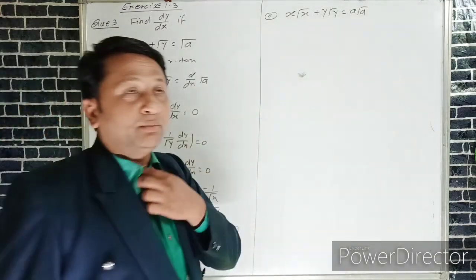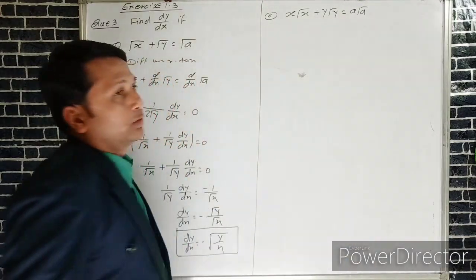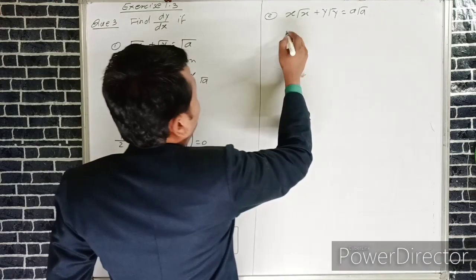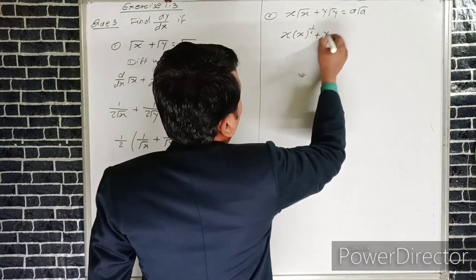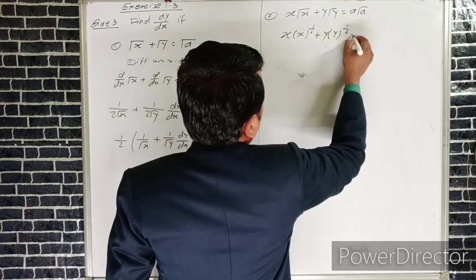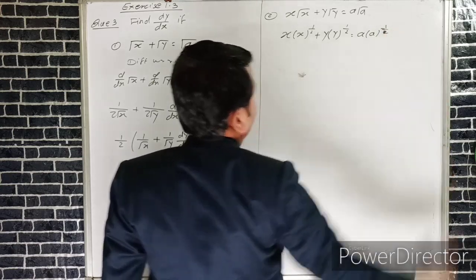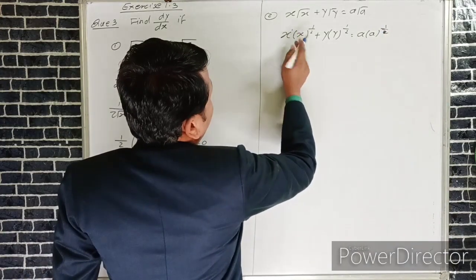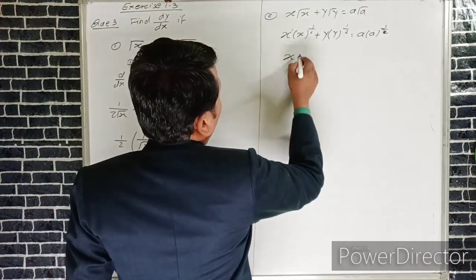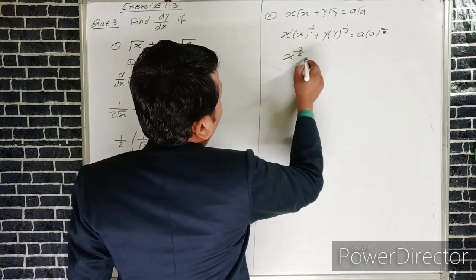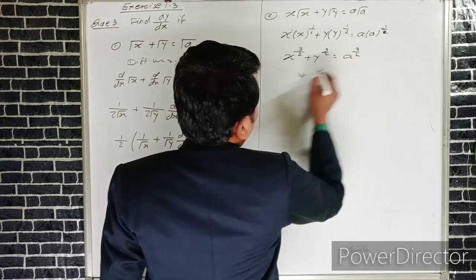Similarly, we can solve this example: x root x plus y root y is equal to a root a. This root x means x raised to the power 1 by 2. Y root y means y raised to the power 1 by 2. And a root a means a raised to the power 1 by 2. If the bases are equal, then by using the rules of indices, we add the powers: 1 plus 1 by 2 is 3 by 2. So x raised to the power 3 by 2 plus y raised to the power 3 by 2 is equal to a raised to the power 3 by 2.